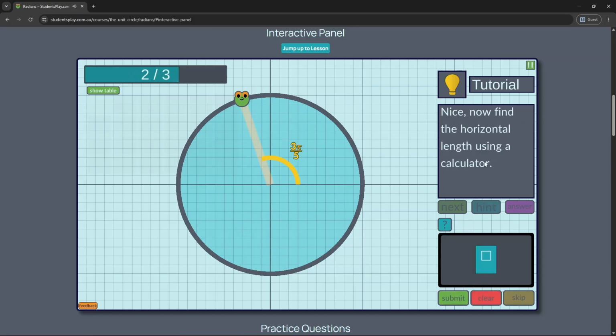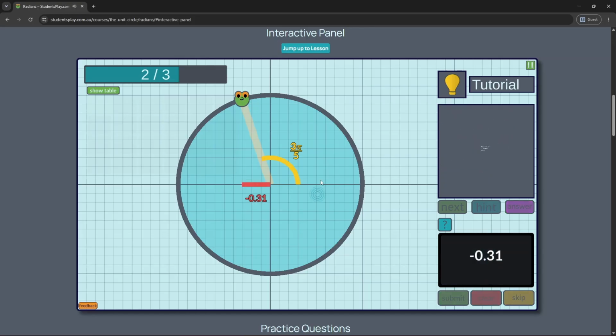Nice. Now find the horizontal length using a calculator. So it's still going to be cos, it's just now we're entering it in radians. Cos of 3 pi on 5 is negative 0.31. Okay, cool. And the vertical length, we just want to do sine of 3 pi on 5, which is 0.95. Okay, so same as when we're working with degrees.